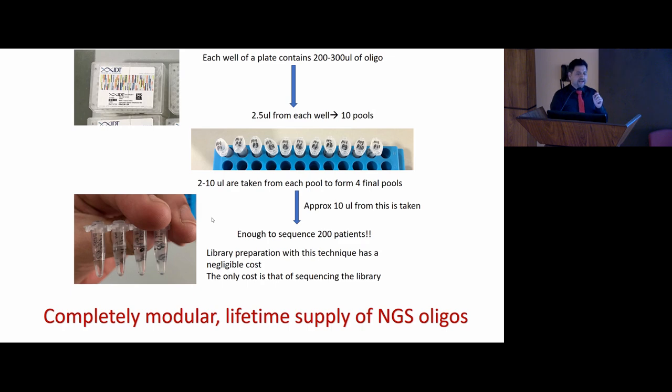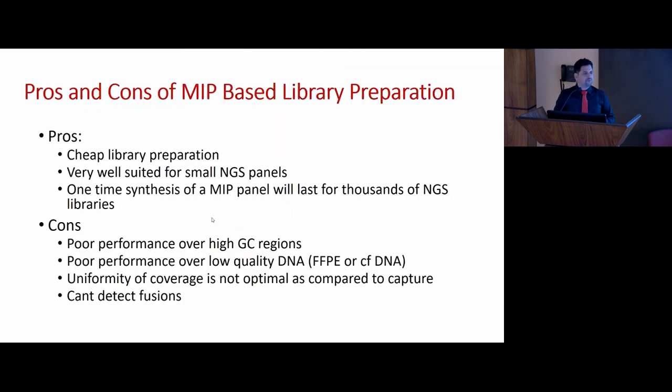to sequence 200 patients. So you can see that in an upfront cost of a few lakhs, you can get a lifetime supply of NGS oligos. Okay, so this is a very cheap and effective way of doing library prep. Very cheap, very well suited for small NGS panels. One-time synthesis will last for thousands of NGS libraries.